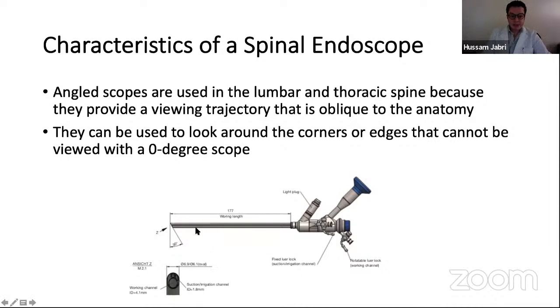And as we see, this is 177 millimeters, which means 17 centimeters. And this is less than 0.7 millimeter. And the working channel is around 4 millimeters here, with the light source, camera, and the suction.